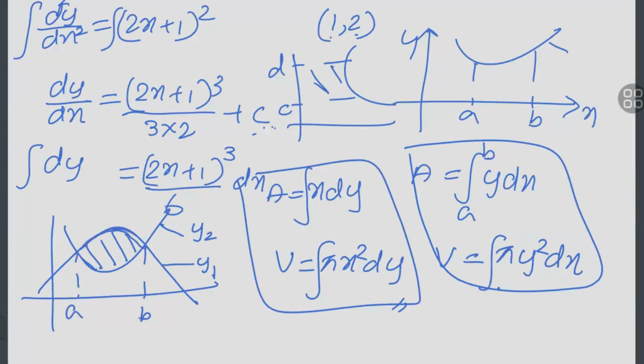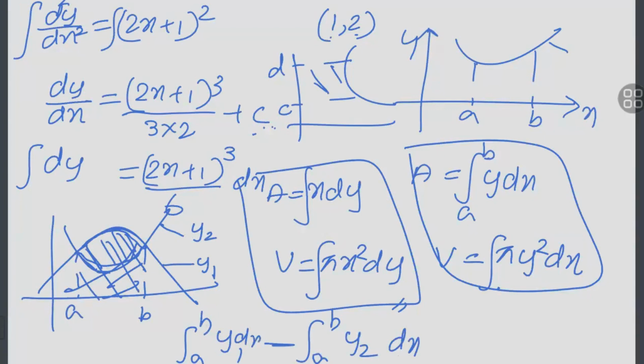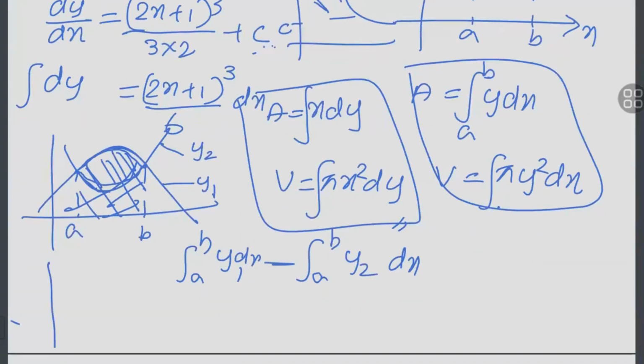Y1 area, y1 area from A to B. Y1 area means this whole thing. From this, subtract this particular part, y2 area, from A to B, then you are getting the required part. Even if it's a line and a curve, it's the same thing, right?